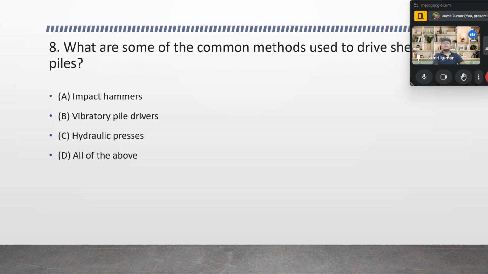The next problem is, what are some common methods used to drive sheet piles? Impact hammer, vibratory pile driver, hydraulic pressure, or all of the above. I feel the vibratory pile hammer is the correct answer. Hydraulic pressure and the impact hammer, I don't know, but it is mentioned all of the above. So please check this. I am not sure.